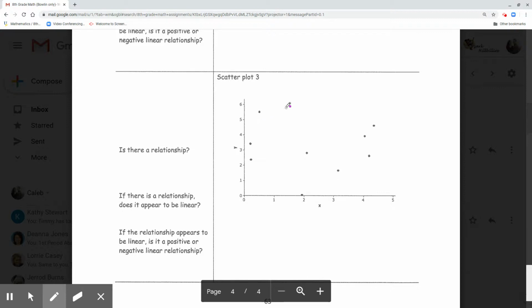But here, I have points that are scattered. This point's way off here. This point's way over here. And then, I don't know if you guys saw, but there's one all the way down at 0 too. So since these points are so scattered, I would say that there's not a relationship here. Because even if there was a relationship, I would call these ones that are farthest away from the rest, I would call them a word called outliers.